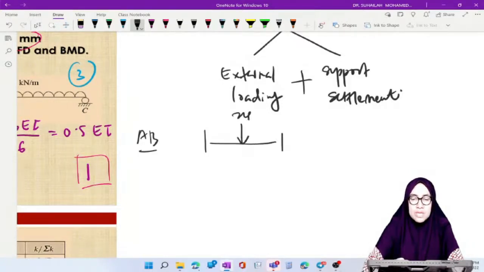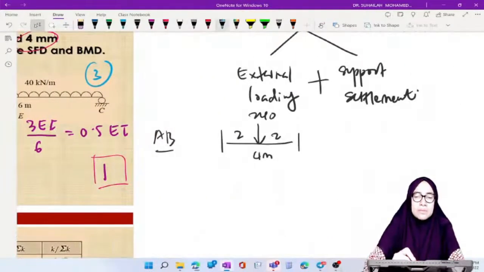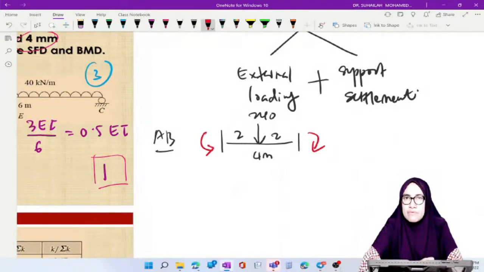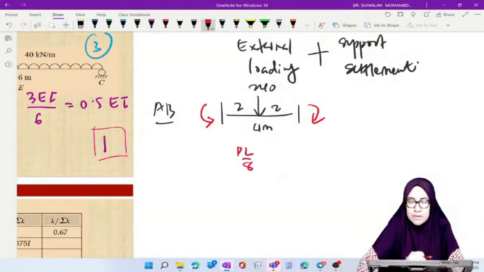This is 240. Total length is 4 meter. Okay, it is 2. The moment is acting in this direction because of the behavior, and the formula is PL over 8. One negative, one positive. PL over 8.